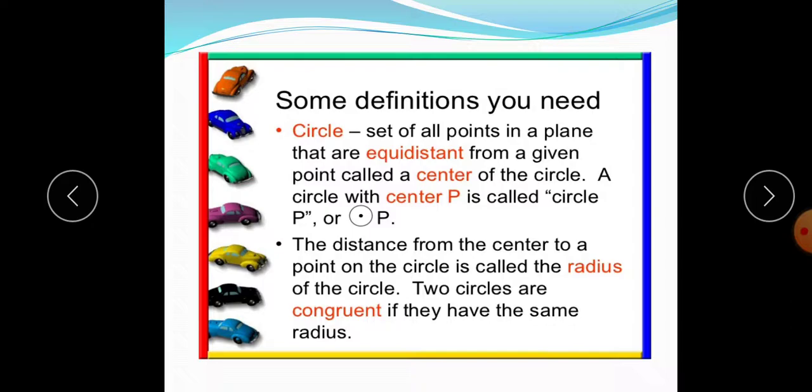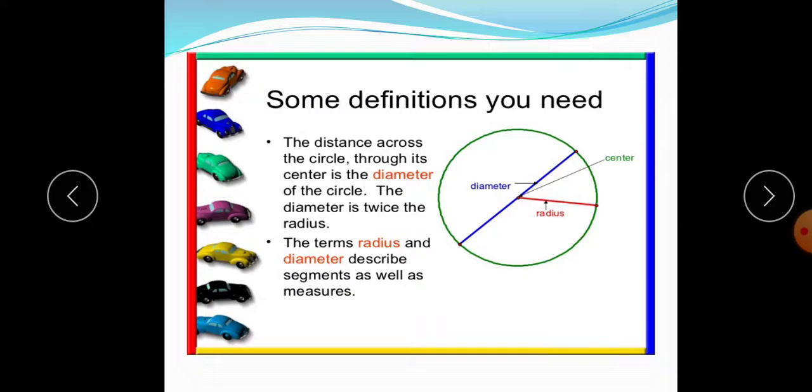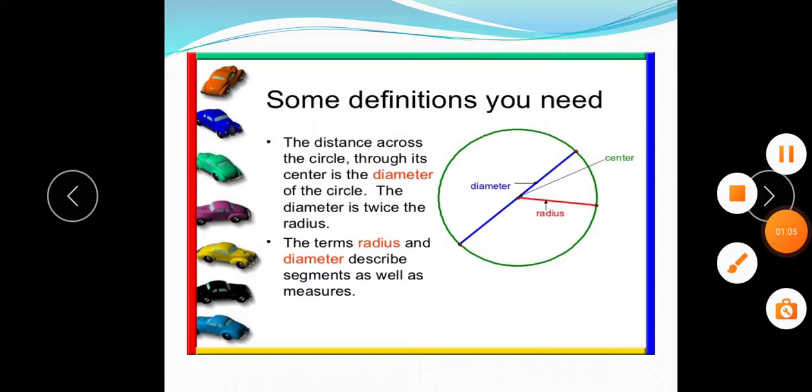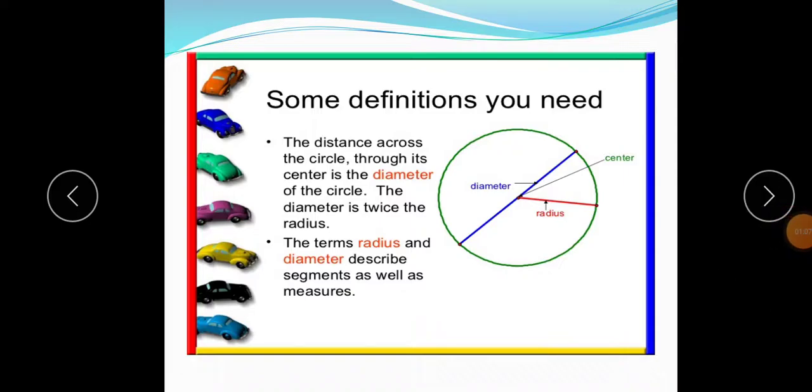Let me see what a circle is. It is the set of all points in a plane that are equidistant from a given point called the center of the circle. A circle with center P is called circle P. As we know, a circle has a center and a radius. The distance from the center to any point on the circle is called the radius of the circle. When two circles have the same radius, they are called congruent.